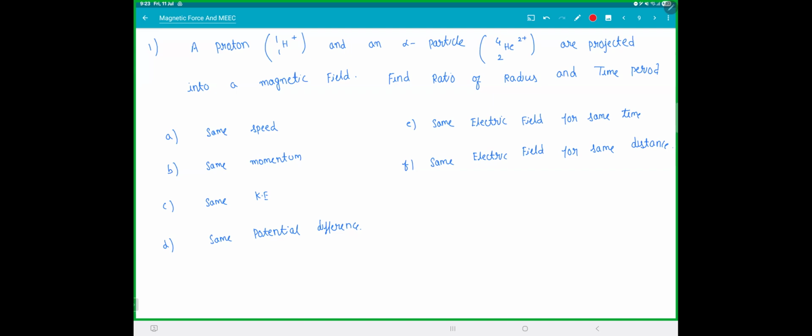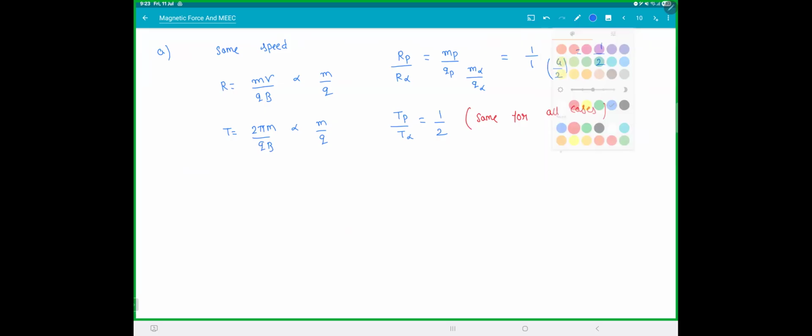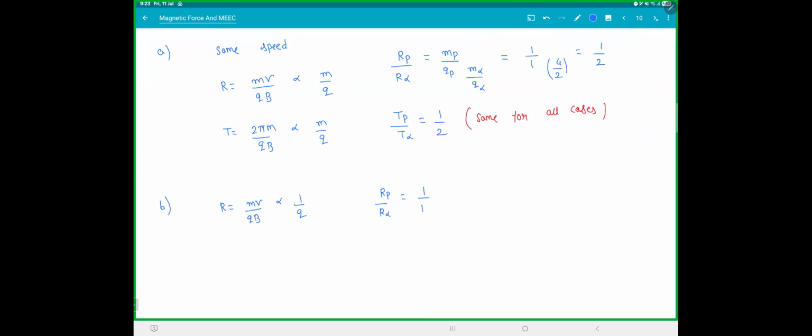Show you the second one. Second one, you said same momentum. So R is equal to mv. So m into v is same. So R is proportional to 1 by q. So Rp by R alpha will be 1 by proton ka charge is 1 and alpha ka charge is 1 by 2. 2:1. Got that?